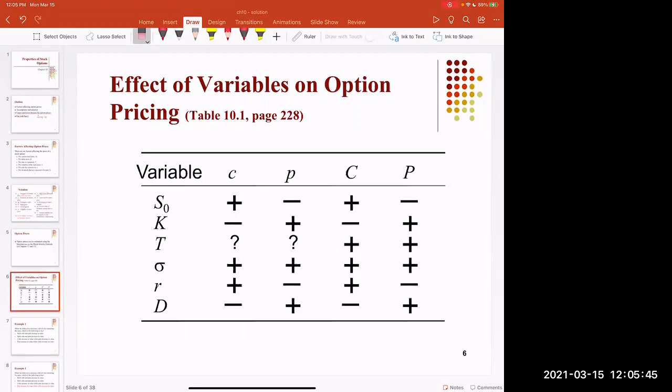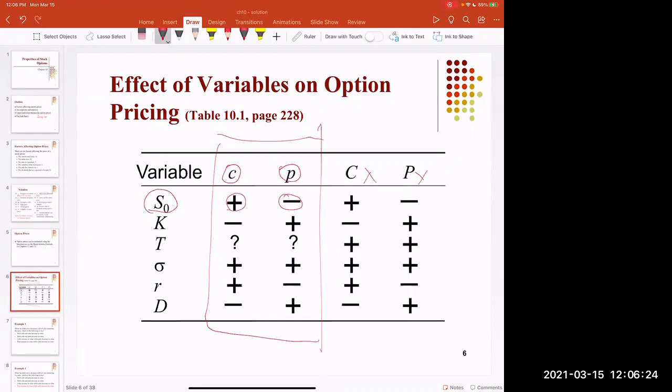For example, small c is the European call. We have European call, European put, American call, and American put. We will not cover the American ones, so we focus on this part. S0, the underlying stock price today, positively affects the call price and negatively affects the put price. First you need to understand what positive and negative mean, and how we can get that relationship.